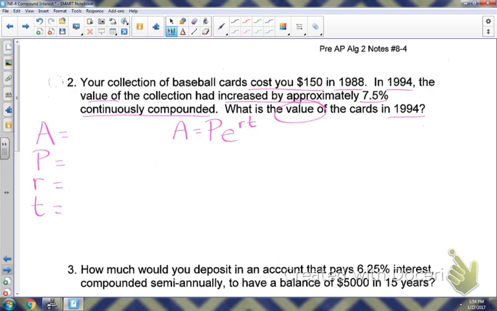So A is your value of the cards at the very end. We don't know that. P is your starting value, which we do know was $150 in 1988. The rate that it's increasing by is 7.5%, so changing that to a decimal would be 0.075. And then your time, we're not going to put 1994. We need to figure out how many years that would be. So subtract 1994 minus 1988. You should get 6 years. So I'm going to plug that in.